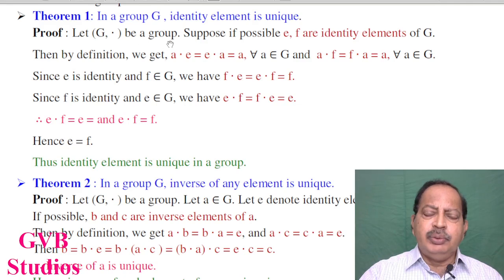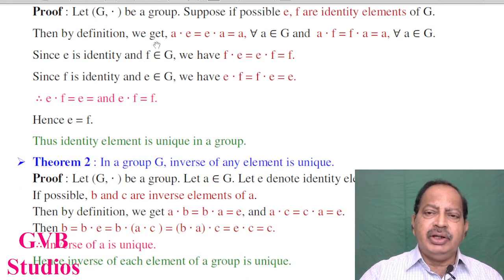Let (G, ·) be a group. Suppose, if possible, e and f are 2 identity elements in G. Here I am taking 2 identity elements. If at all they exist, if possible, suppose. At the end, I show that e is equal to f. e and f appear different, but are the same.